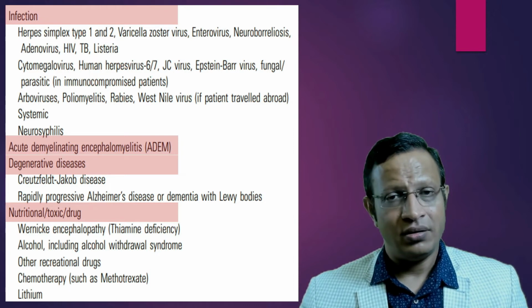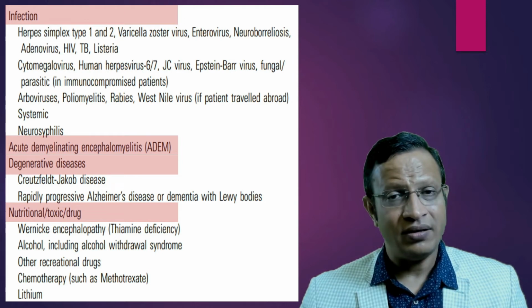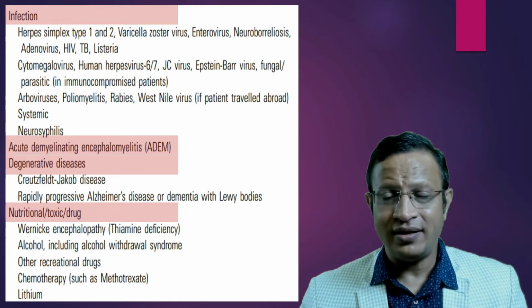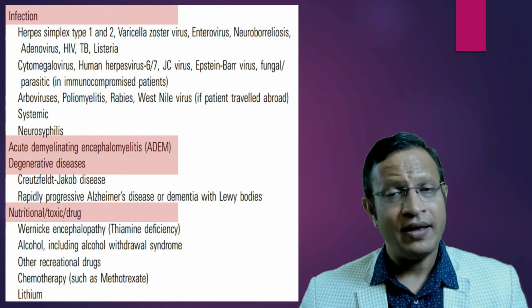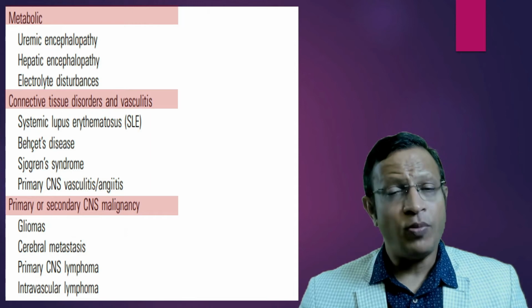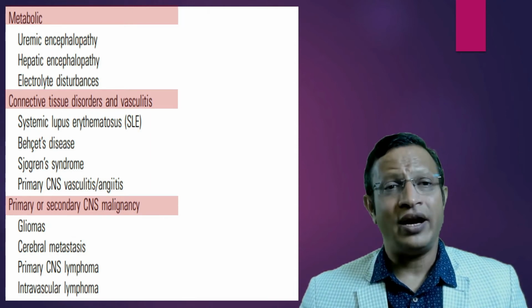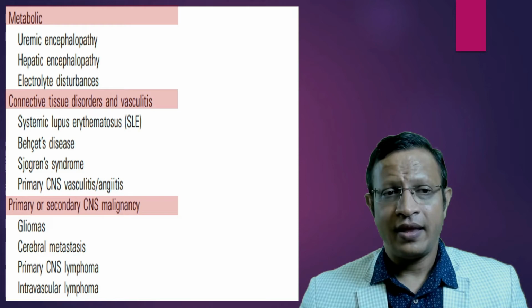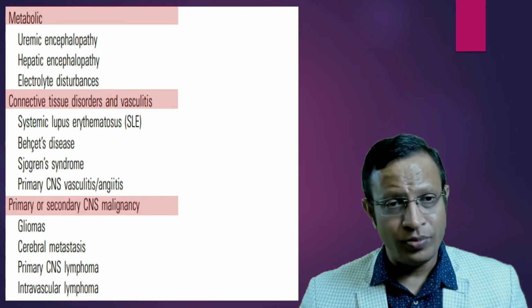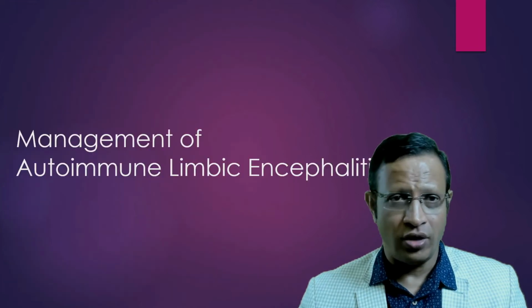Further, acute disseminated encephalomyelitis, degenerative disorders, CJD, rapidly progressive Alzheimer's dementia, nutritional, toxic and drug-related causes, Wernicke's encephalopathy, alcohol-related, cocaine-related, drug-related, chemotherapy, lithium-induced. Metabolic causes, especially hepatic encephalopathy, renal encephalopathy, and electrolyte disturbances need to be ruled out. Connective tissue disorders, SLE, and various other autoimmune disorders, primary and secondary malignancies need to be ruled out.